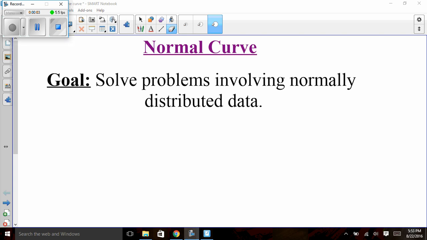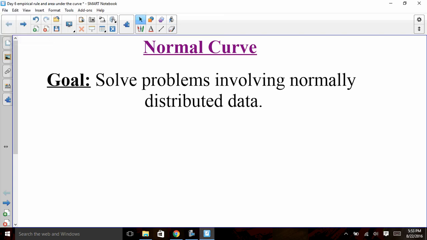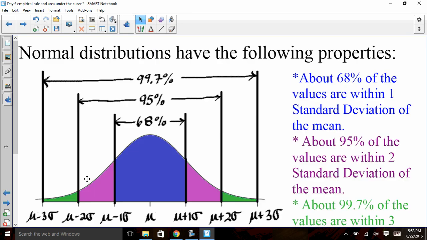All right, guys, welcome to day 6 of Unit 1, Math C. We're going to go ahead and talk about what we can do with normal distributions. So yesterday we talked about what a normal distribution is. Today we're going to find out why we like them and what we can use them for. So if you take a look, you see the following normal distribution. This is what we're going to call the empirical rule.